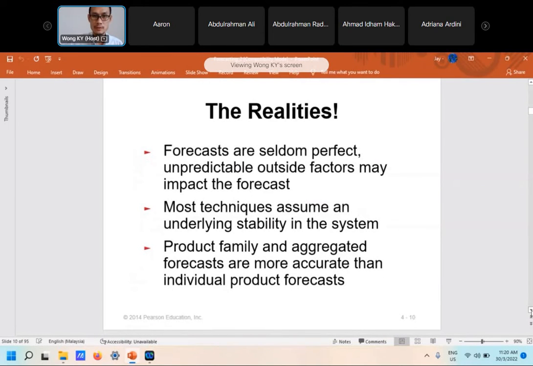Realities that you have to know: forecasts are seldom perfect. In fact, it's not perfect at all. Okay, why? Because there are many unpredictable external factors that can impact on our forecast. Okay, and most techniques that you learn in the class assume a certain degree of stability in the system. Okay, meaning that we assume that whatever we forecast is quite stable, it's not affected by other factors such as political factors, economic factors, and social factors.